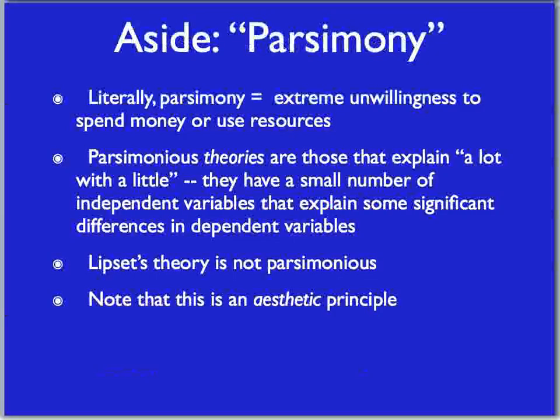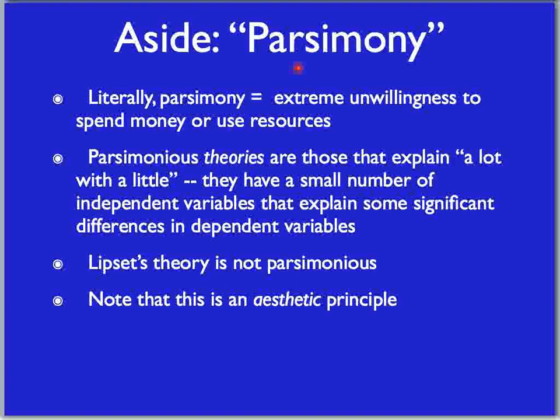All right, so in this section of the lecture, what I'm doing is setting out background you need to understand the readings for this week. But I want to make a little aside on the backdrop of that slide we just had to talk about the notion of parsimony. Parsimony is a word that people in the social sciences use a lot. Literally, parsimony just means an extreme unwillingness to spend money or to use resources. If you look it up in a dictionary, that's what you'll get.